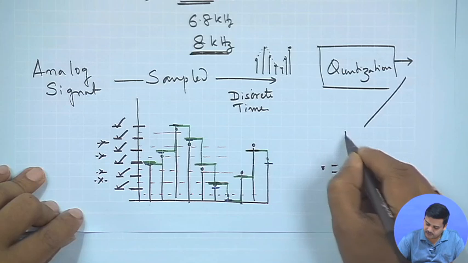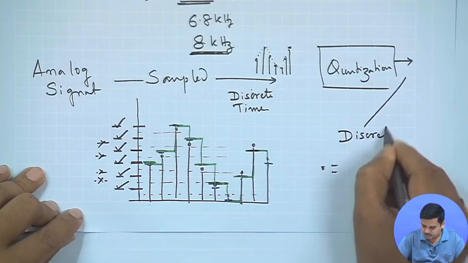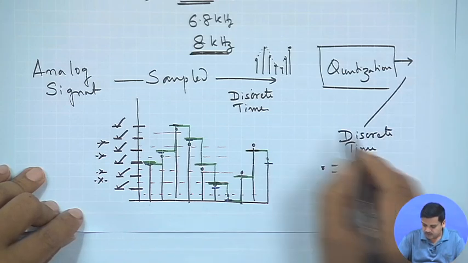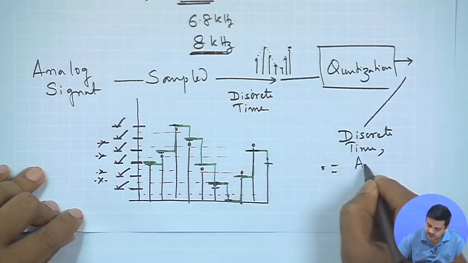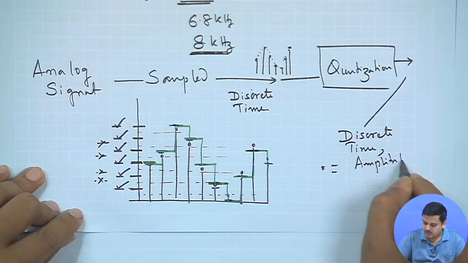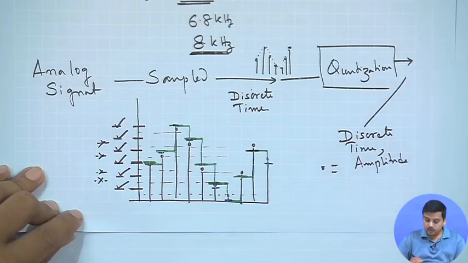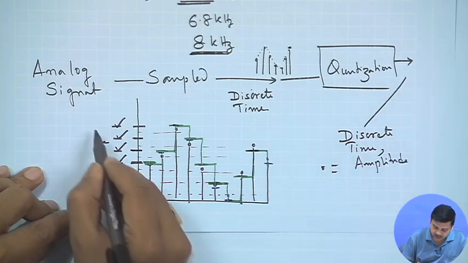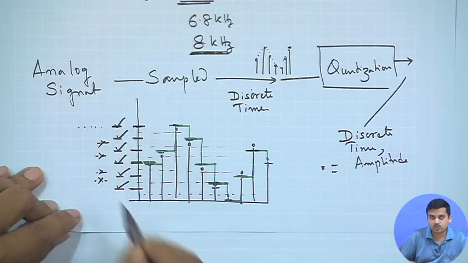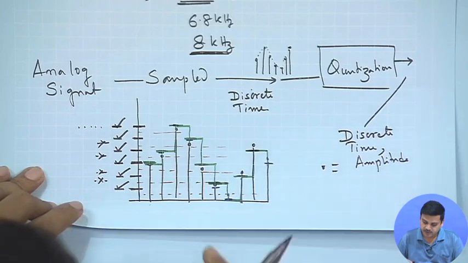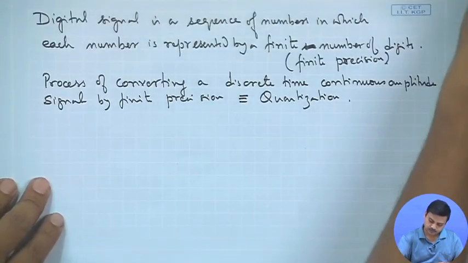So, here we have discrete time, which is already here, as well as discrete amplitude. Not only that, at the end of quantization, one should also convert these amplitude values to some particular bitmap, which we will also see. Okay.